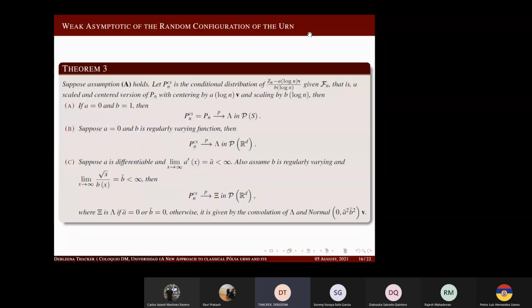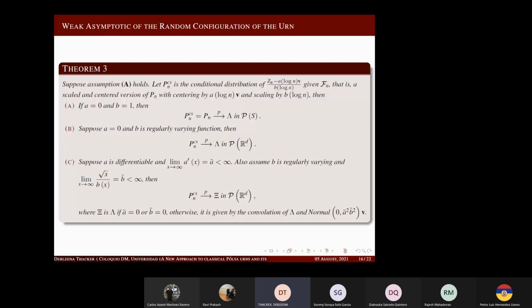First of all, note that Zn, the conditional law of Zn was Un by n plus 1, right? So what does this quantity correspond to? This quantity corresponds to the random measure Un by n plus 1 with the centering of a log n and the scaling of b log n. The most important thing to observe here is that the centering, which is a log n, and the scaling, which is b log n, are non-random quantities.